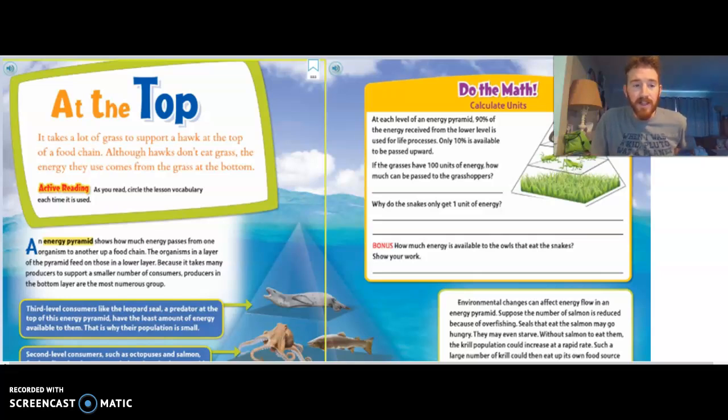And today we're going to get into another sort of diagram that tells us a little bit about ecosystems and how the energy is moving from one level to another, or from producers to consumers to other kinds of consumers. These are called energy pyramids.